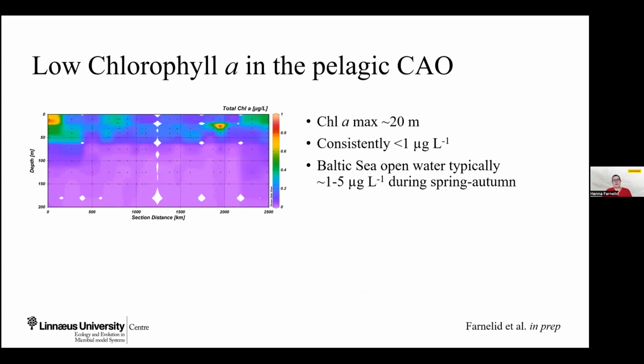And what we found in our data was that there was very low chlorophyll in the Central Arctic Ocean. The chlorophyll content was consistently below 1 microgram per liter. This is quite different compared to what we see here in the Baltic Sea, where we typically see between 1 and 5 micrograms per liter. So it's a very low productive environment.